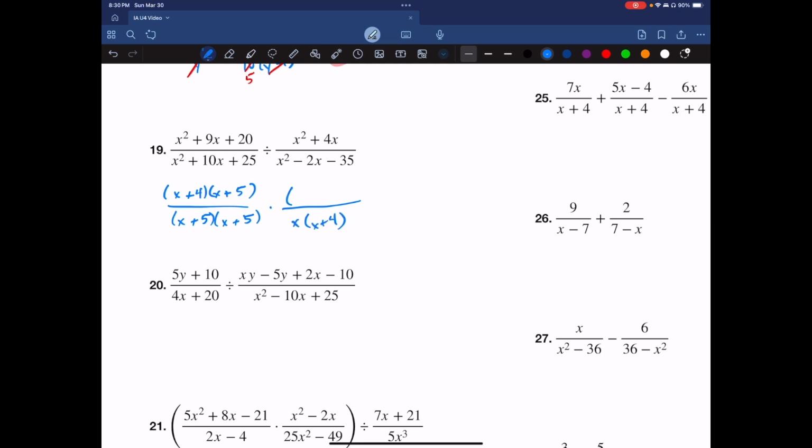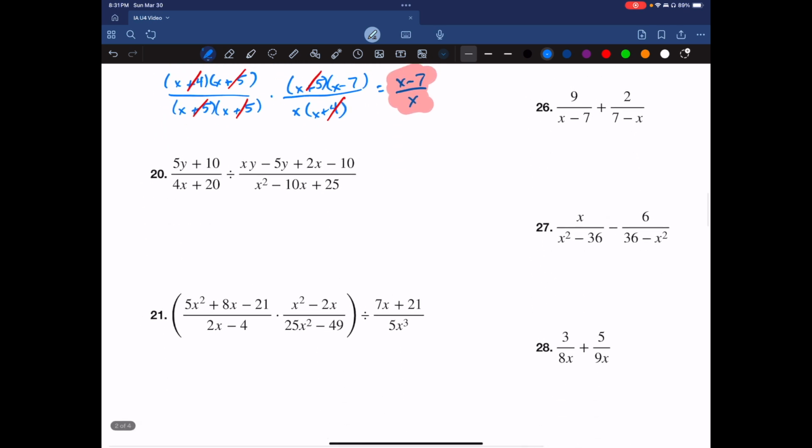On the top, it's going to be x plus 5 minus 7. So I get rid of the plus 5s and the plus 4s, and I'm left with x minus 7 over x.